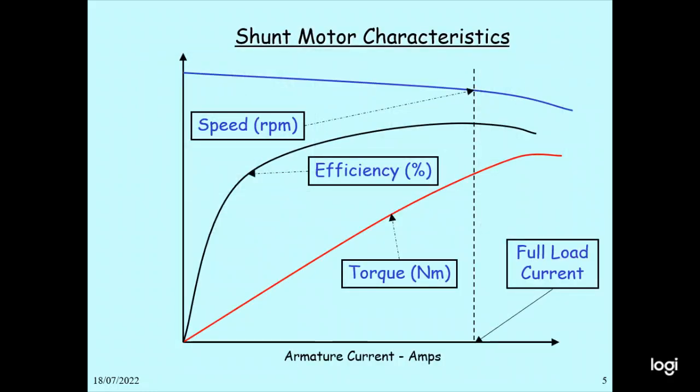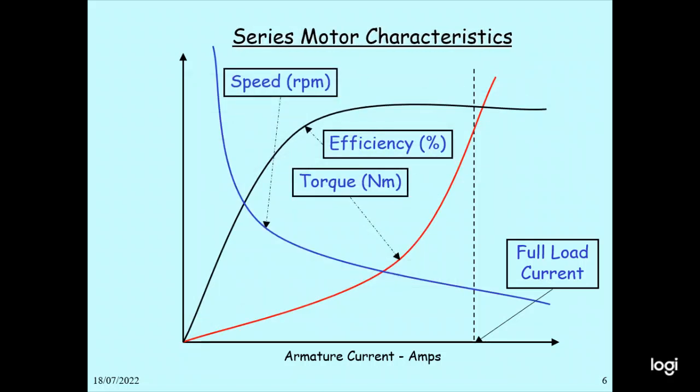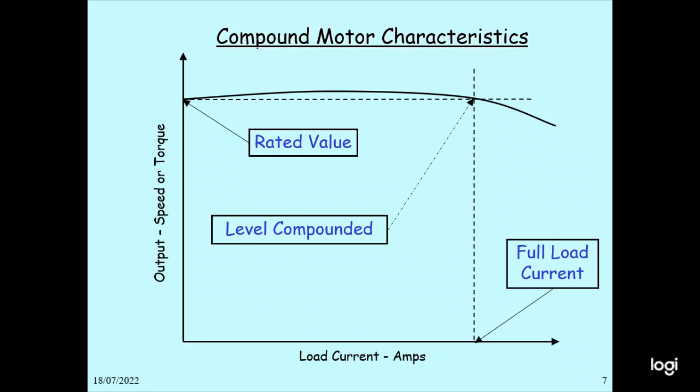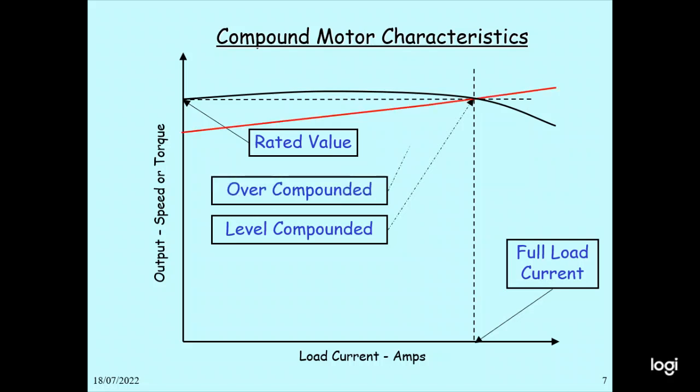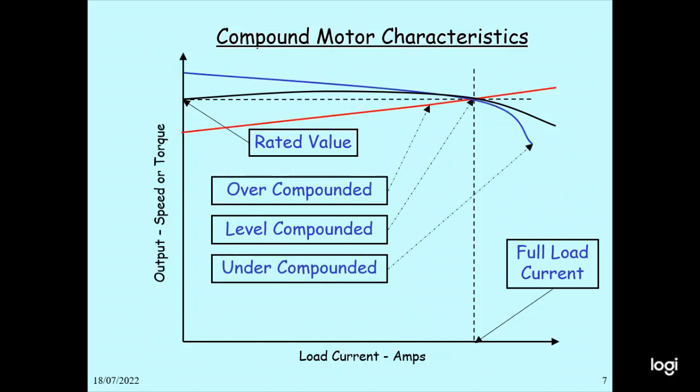And this is the shunt motor characteristic: speed, armature current, torque, efficiency, and speed characteristic of the DC shunt motor. And this is the series motor characteristic: armature current, efficiency, speed, and torque. Then compound motor characteristic: flat compound, level compound, full load, over compound, and under compound.